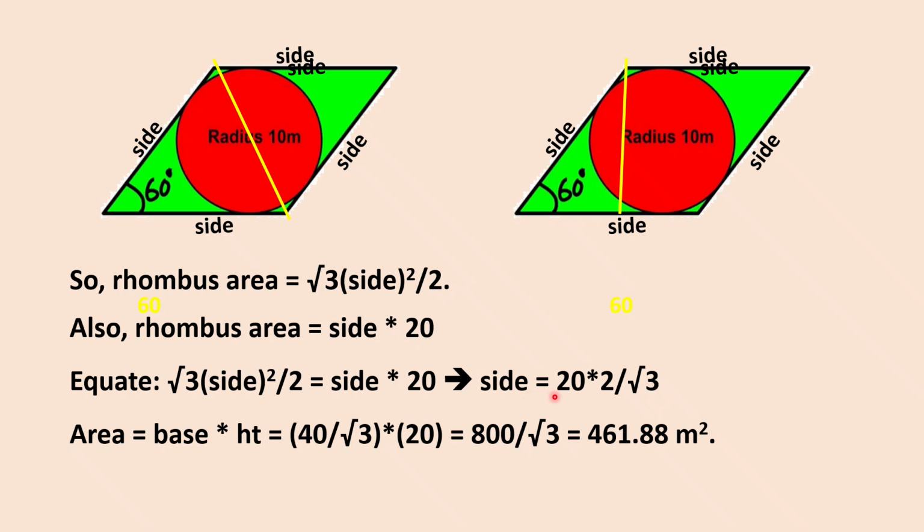That is the side. So side into altitude or side into diameter would be 40 by root 3 into 20, that is 800 by root 3 or 800 root 3 by 3, which will give you 461.88 square meters. So using geometry, there is a third method giving you the same answer, 461.88. So we can solve using the direct formula, using trigonometry, or using geometry.